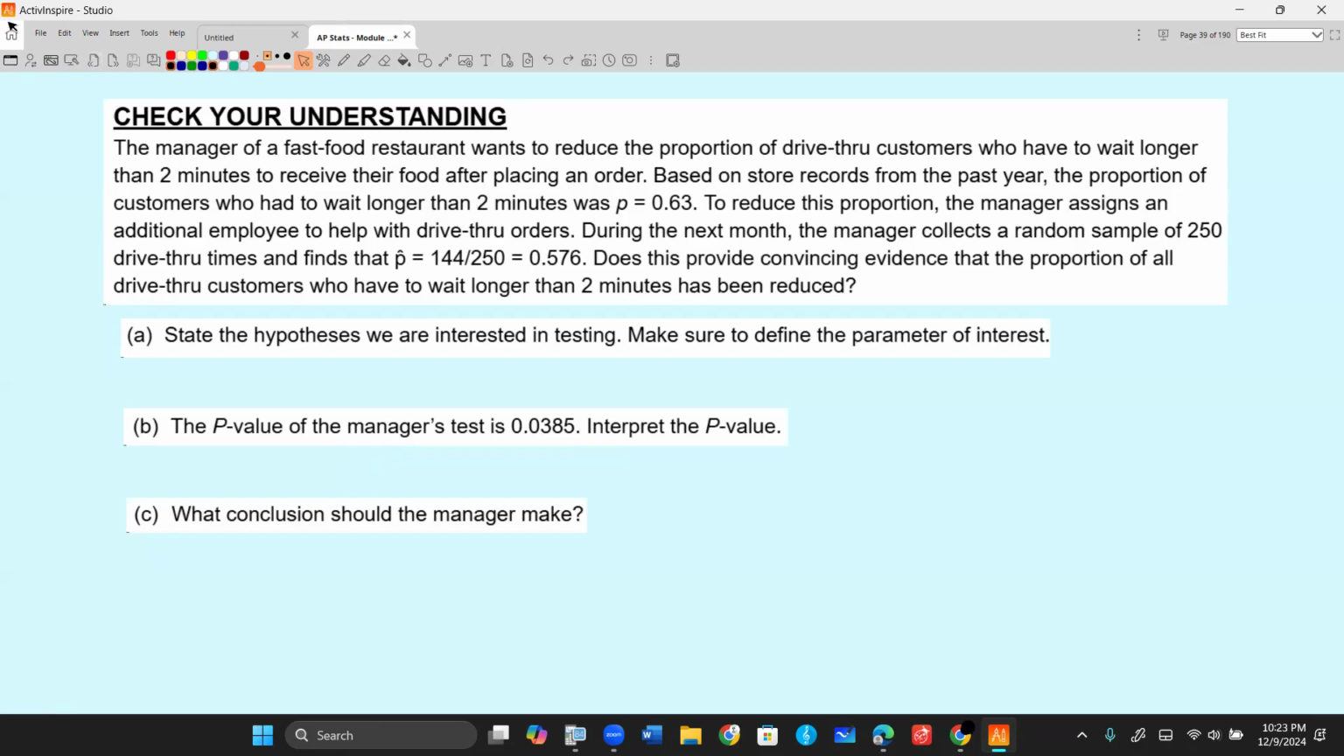Does this provide convincing evidence that the proportion of all drive-through customers who have to wait longer than 2 minutes has been reduced? This type of question is telling you that you're going to have to do a significance test. You should pause the video and try this problem on your own. All right, we're going to get going in 3, 2, 1.